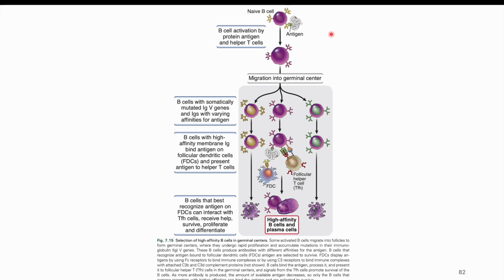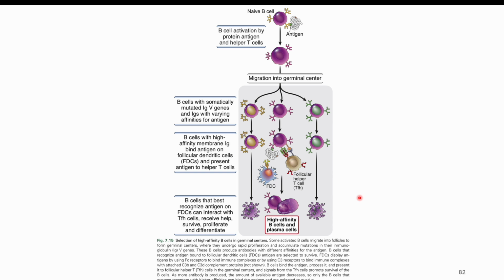Initially a naive B cell was there. It sees an antigen, so B cell activation by protein antigen and helper T cell will take place. Whatever we have studied about the primary and secondary response is a culmination of this. Some activated B cells migrate into follicles to form germinal centers, where they undergo rapid proliferation and accumulate mutations in their immunoglobulin V genes. These B cells produce antibodies with different affinities for the antigen. B cells that recognize antigen bound to follicular dendritic cells are selected to survive.